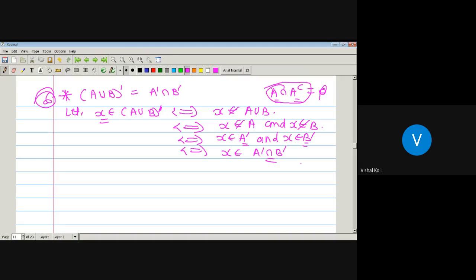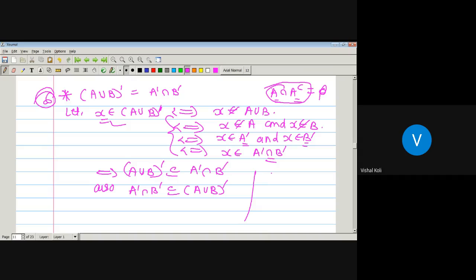Then, by the definition of subset, A union B complement is a subset of A complement intersection B complement. But these steps are if and only if. Therefore, if we can write x belongs to A complement intersection B complement, then we get x belongs to A union B complement. And also, A complement intersection B complement is a subset of A union B complement.